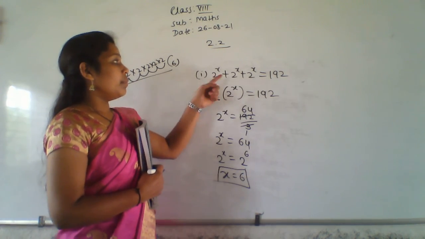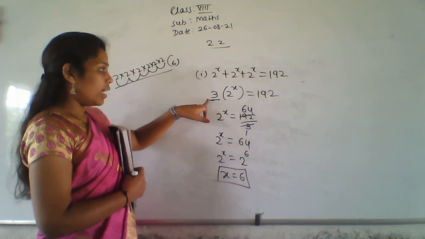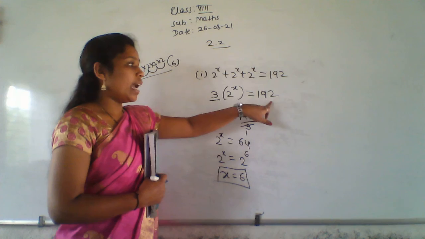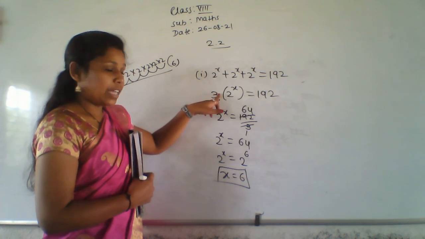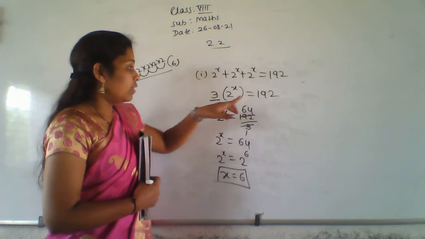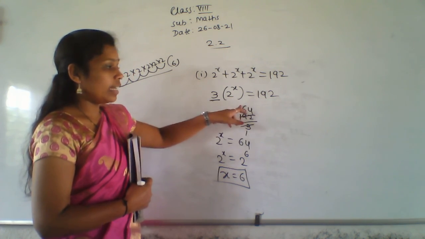Here they added 2 to the power x three times. For that reason I have written here 3 into 2 to the power x is equal to 192. Here 3 is a multiplication. If you take it to the RHS, it will become a division. Then divide 192 by 3. What it means, we will get 64 here.